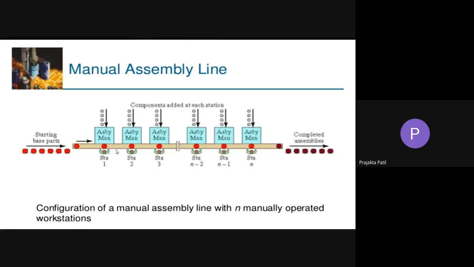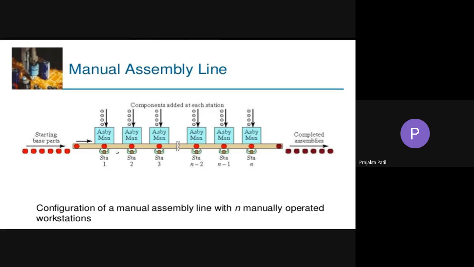So the manual assembly line technology has made significant contributions to the development of American industries in the 20th century. It is one of the very important production systems throughout the world in the manufacture of automobiles, consumer appliances, and other assembled products.